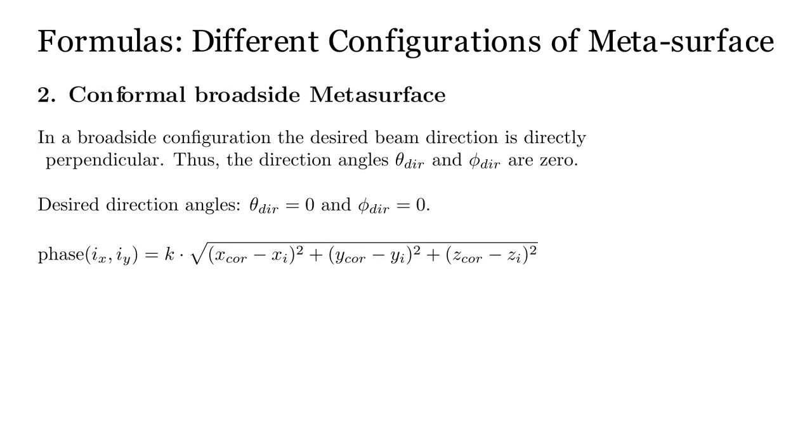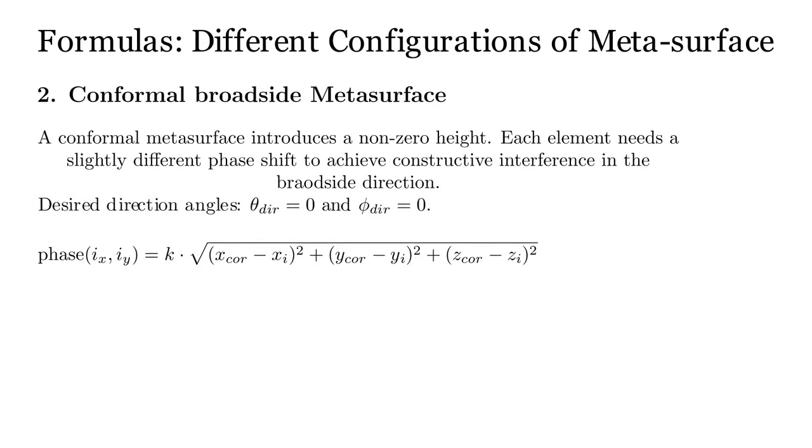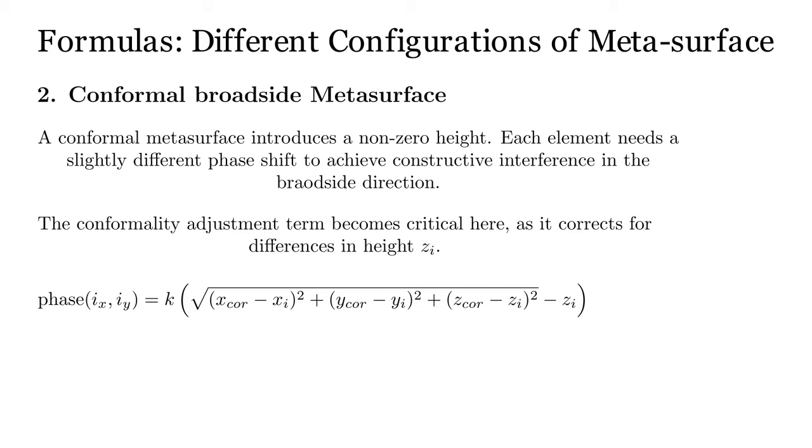For a broadside case with conformality of elements, the metasurface introduces height variations in the elements. Let's say we have a metasurface where each element, i, has a different height, zi. The main effect of this offset is to introduce phase adjustments based on the element's varying heights. Desired direction angles could still be theta equals 0 and phi equals 0, but the conformality adjustment term becomes more significant here to account for the varying heights.